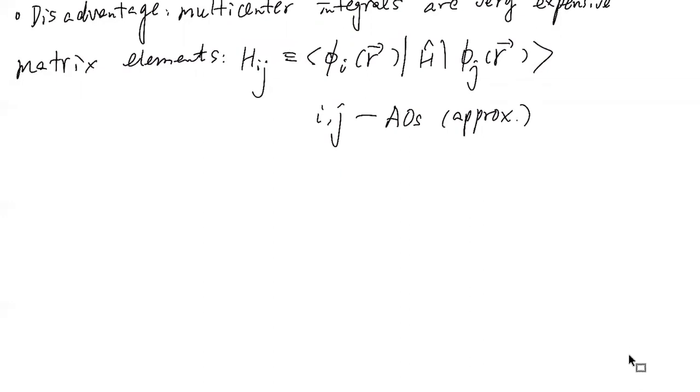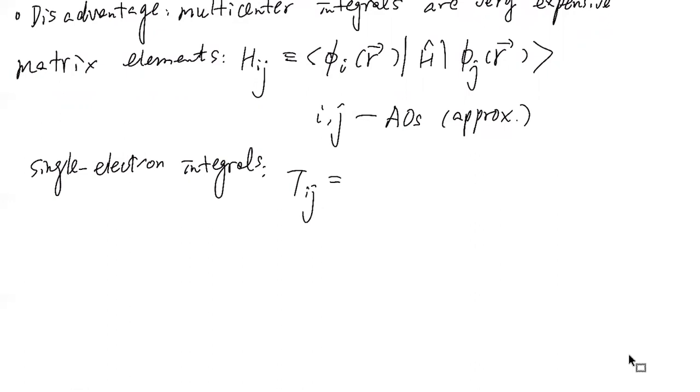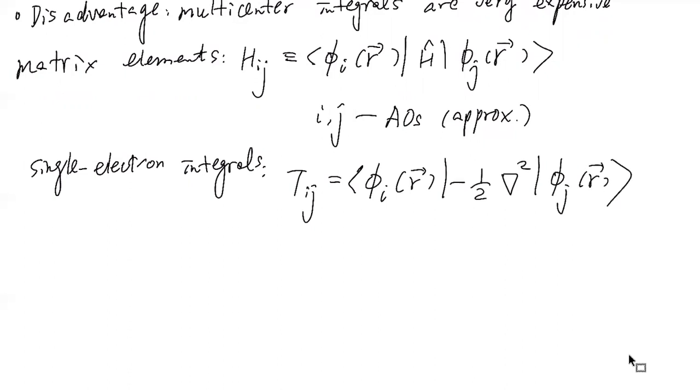Of course, you can have single electron integrals. What are the single electron integrals? Single electron integrals simply means the kinetic energy, right? Kinetic energy only depends on one electron. It doesn't depend on other electrons. So phi_i(R), the kinetic energy operator, -1/2 Laplacian, phi_j(R). This is the matrix element of the kinetic energy matrix, right?